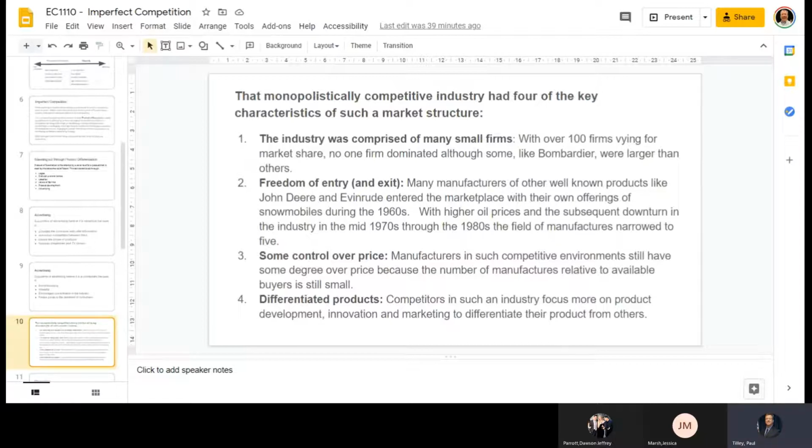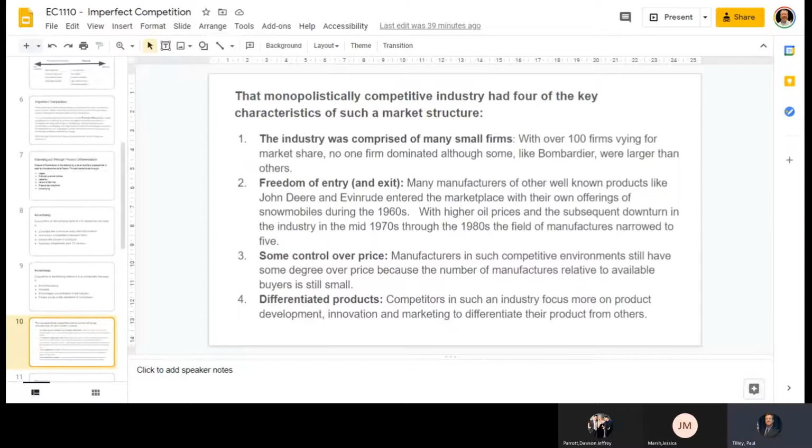So if we think about the snowmobile industry of the 1960s, there were over 100 firms making snowmobiles. And nobody had any dominance. It was only a very small industry. It's made up of small suppliers. Freedom of entry and exit. Because it was such an industry back in the 60s, many manufacturers entered the market, and many in 1973, when the price of oil went up, left the market. There was freedom of entry and exit.